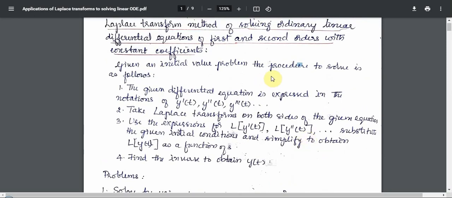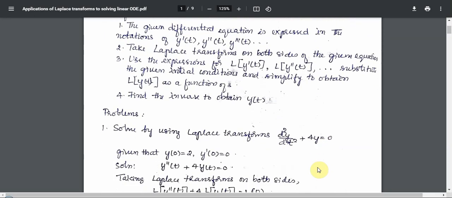The method I have put in the form of a procedure here. So given an initial value problem, an initial value problem is a problem with a differential equation given to us and some initial conditions of the solution. Now, if this is the differential equation, then the solution is y of t because y is dependent on the variable t. The solution is the function y of t.